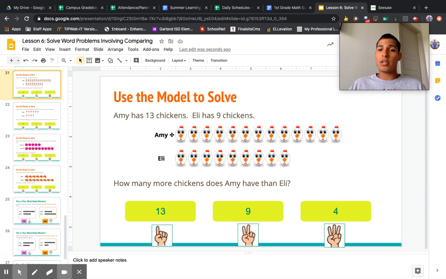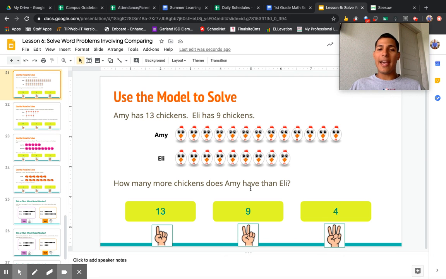So it says use the model to solve. Amy has 13 chickens. Eli has 9 chickens. Here are the chickens. Let's count just to verify these numbers are correct. It says Amy has 13. 1, 2, 3, 4, 5, 6, 7, 8, 9, 10, 11, 12, 13. Eli has 9. Let's count Eli just to double check, right? 1, 2, 3, 4, 5, 6, 7, 8, 9.